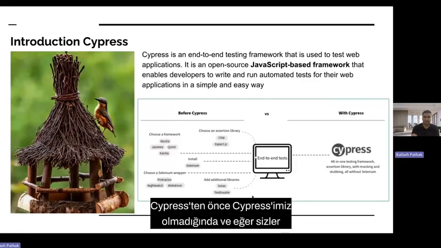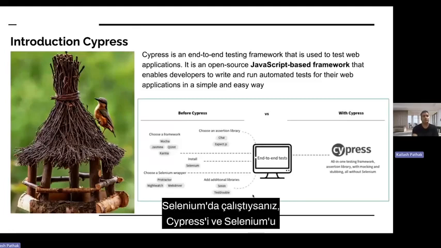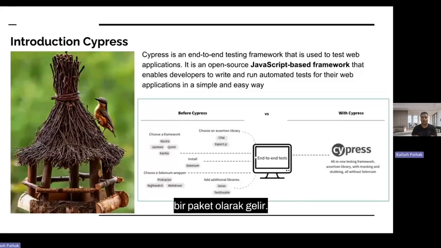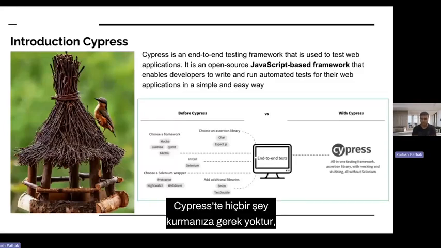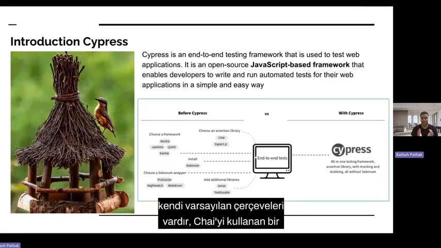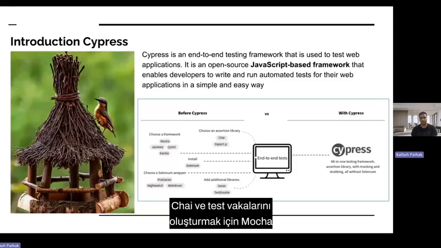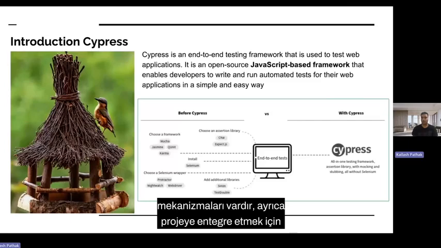Before Cypress, if you have worked in Selenium, you have to install different libraries, and you have to install the drivers for Chrome and Firefox, and also for the assertions, we have to install an assertion library there. But once Cypress came into the market, it came as a bundle. So in Cypress, you don't need to install basically anything. They have their own default framework. They have an assertion library. They use Chai, and they use the Mocha framework for creating the test cases. And they have a default reporting mechanism also.